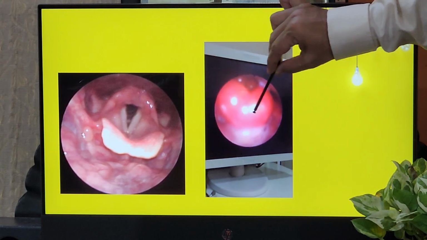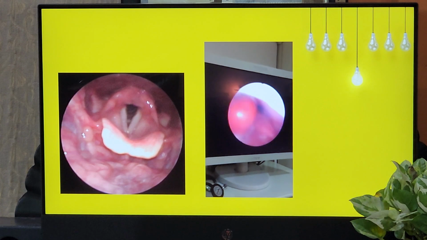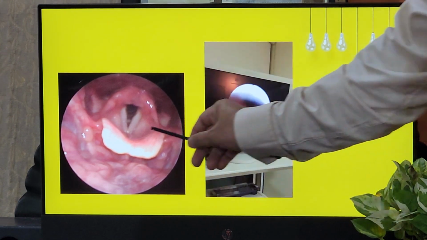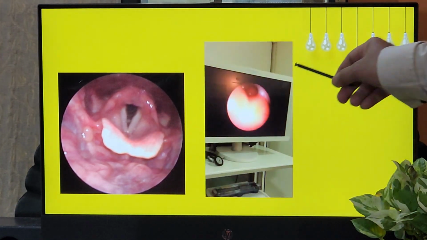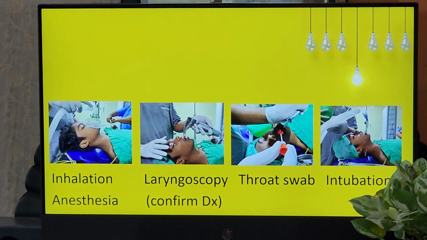See, this is a red structure. What you see, the swollen structure, is the epiglottis. See the difference between this one, and here there is no space for the air to go in.